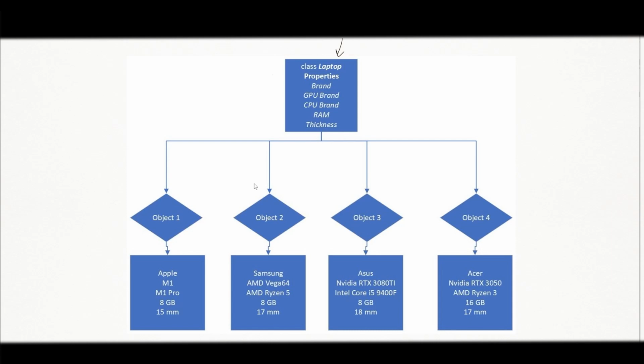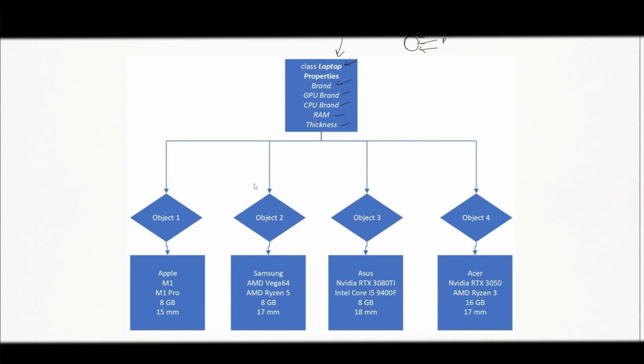Now, let's say we have a particular laptop. What makes that laptop a laptop? First of all, there will be a brand for the laptop. Then there will be a graphics processor, the GPU. Then the CPU will be there, right? Then it will have RAM, it will have a thickness, it will have some portability factors as well. So there are specific properties for a laptop. The real world object that you're considering, we have to model using its properties.